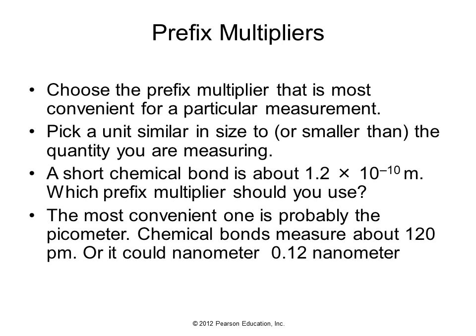How do you choose the prefix multiplier that's most convenient for a particular measurement? Well, generally you pick a unit size similar or smaller than the unit you are measuring. For instance, you know that a chemical bond is 1.2 times 10 to the minus 10 meters.